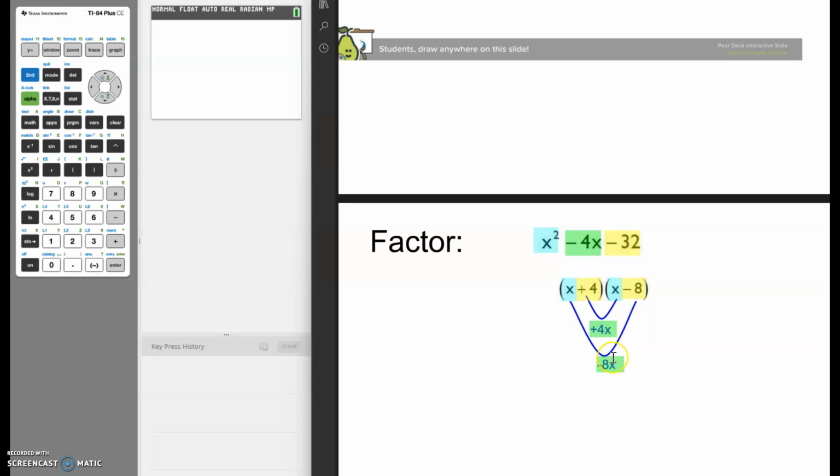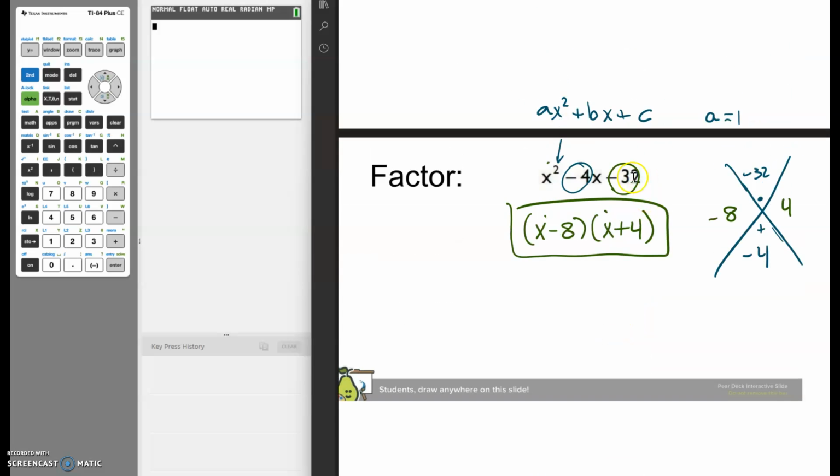Looking at these middle terms to make sure they add up to that -4: -8 times this x is -8x, this x times that 4 is 4x, and -8x plus 4x is equal to -4x, which is that middle term that we're hunting for.